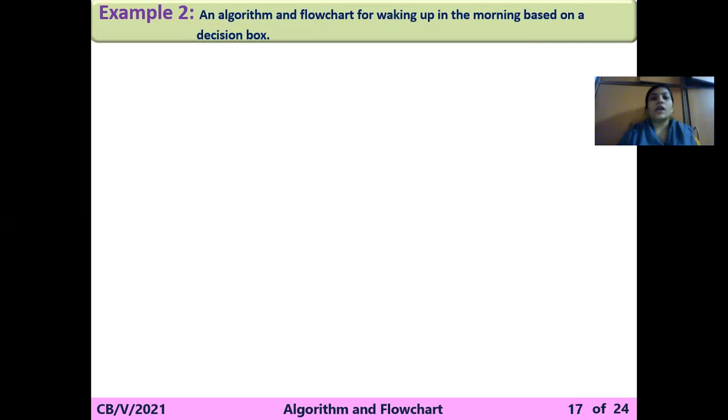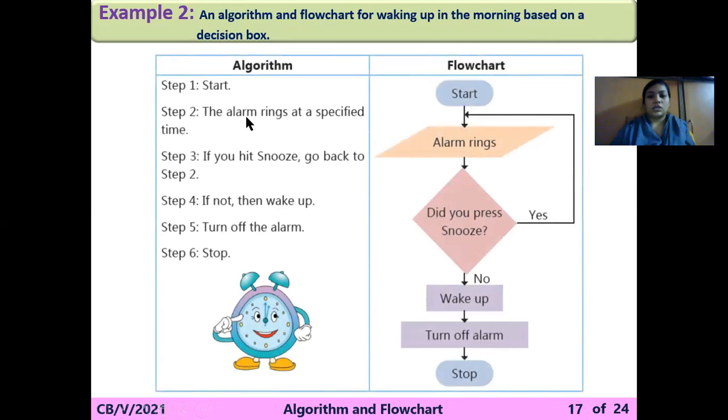Next, an algorithm and flow chart for waking up in the morning based on the decision box. Decision box means there will be conditions for you. First, algorithm. Start means, when you wake up, there will be an alarm on for you. अलार्म होती है, कभी कभार नहीं भी होती क्योंकि आप नहीं रखते, आपके मम्मी पापा आपको उठाते हैं. So what will happen in that condition?